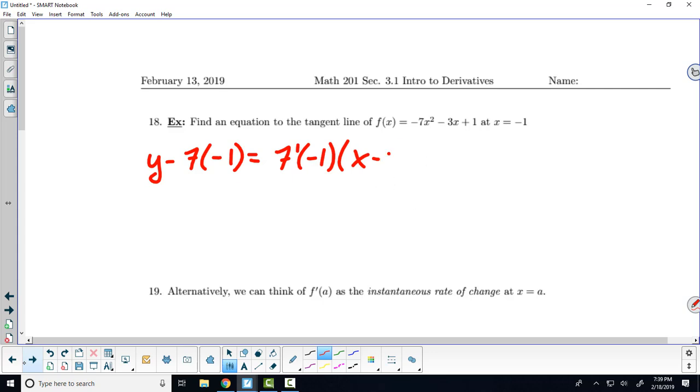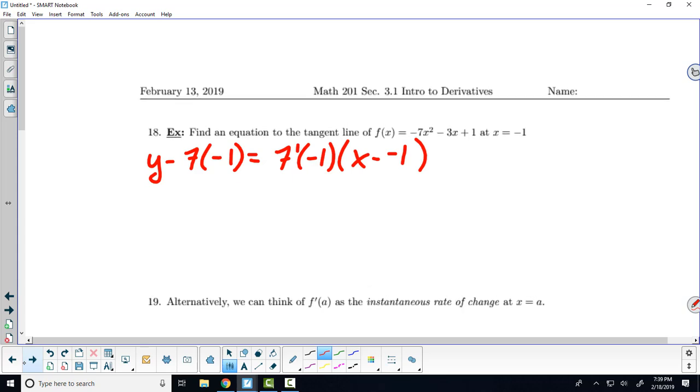Times x minus negative 1. Okay. Well, we said before that our f prime of a was, help me out, what was that? It was minus 14a minus 3. Okay? So for those of you who do already know differential calculus, you can check your answers to these problems.